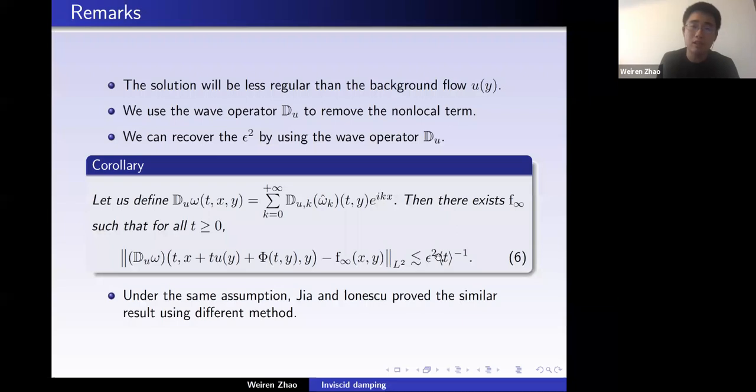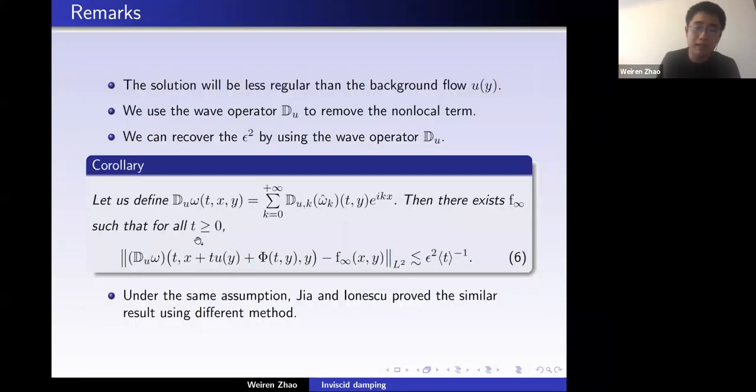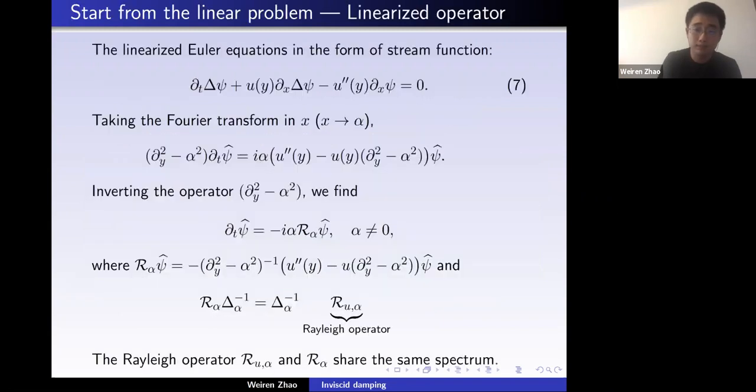So it means that the final state of omega has some epsilon error. If you replace it by the final state of the wave operator acting on omega, the error is epsilon square. So it's much smaller than the perturbation itself. Another remark I want to mention is that under the same assumption, Zhao and Ionescu proved a similar result by using some different method.